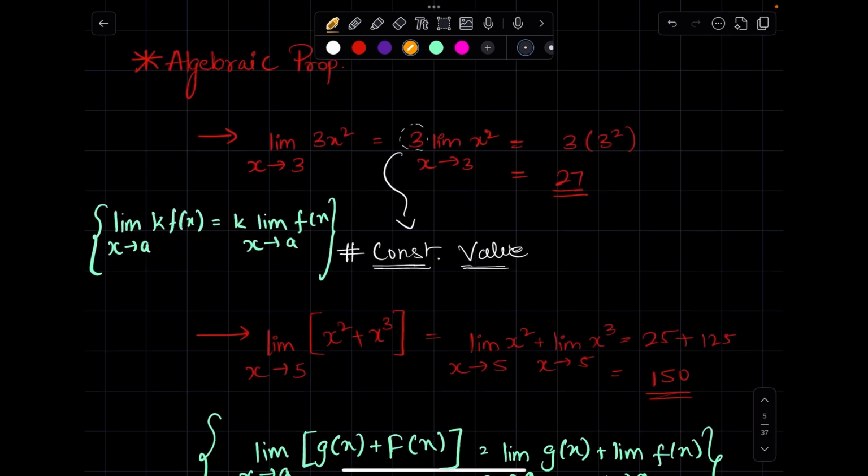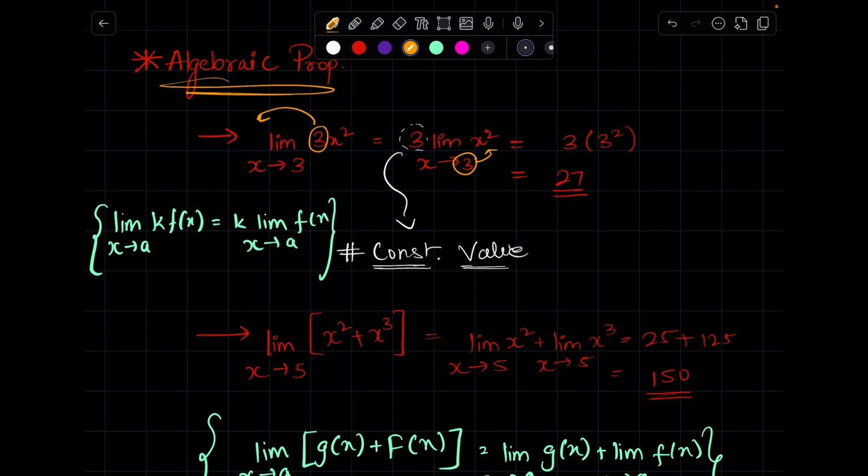Now let's talk about actually solving these questions. So here are some algebraic properties. If we were to calculate, let's say, limit x tends to 3 of 3x squared, as 3 is a constant value, you can take it out of the limit function, and you can rewrite this as 3 times limit x squared as x tends to 3. And you can simply input whatever number x is tending to in the equation to get the answer.